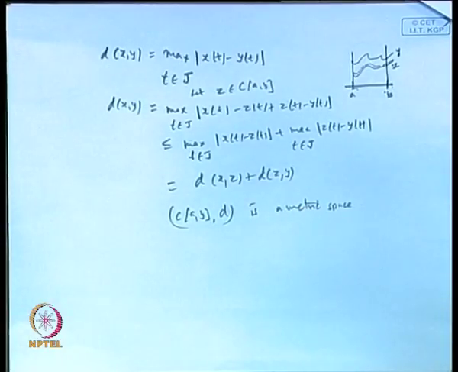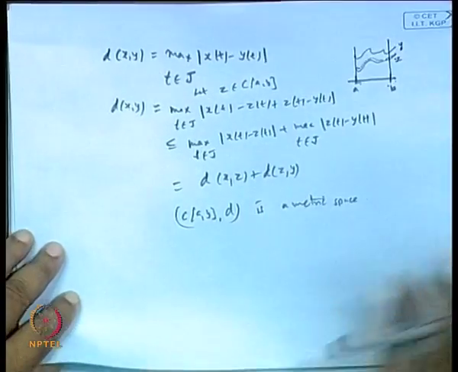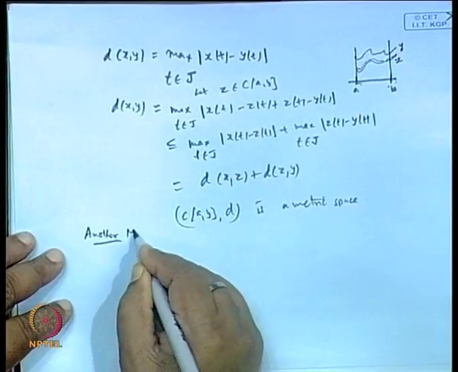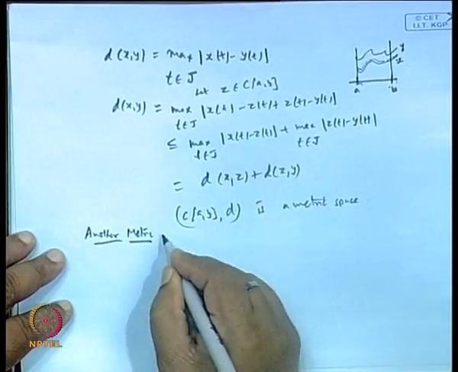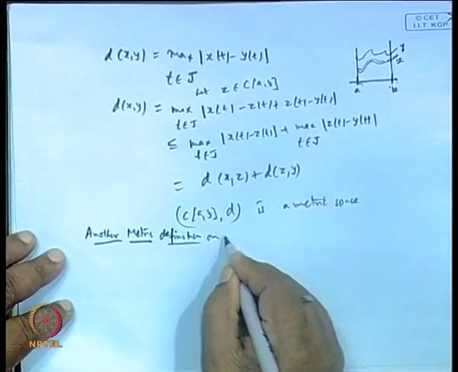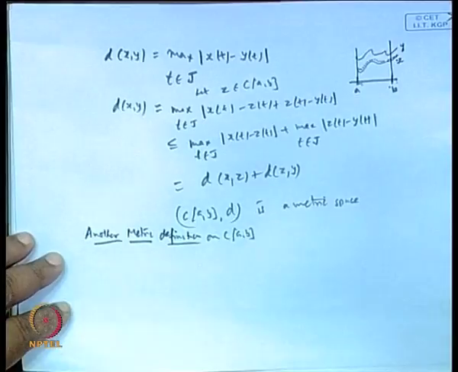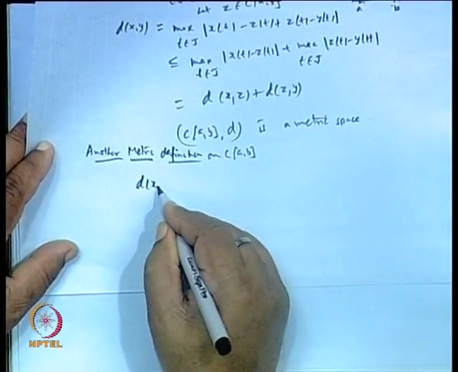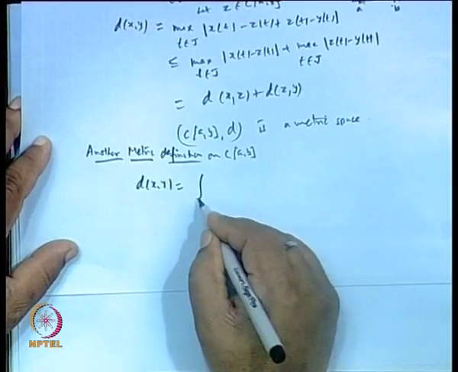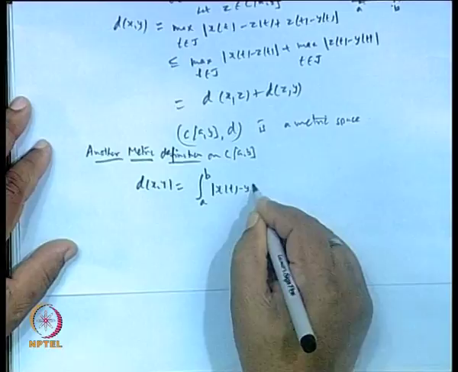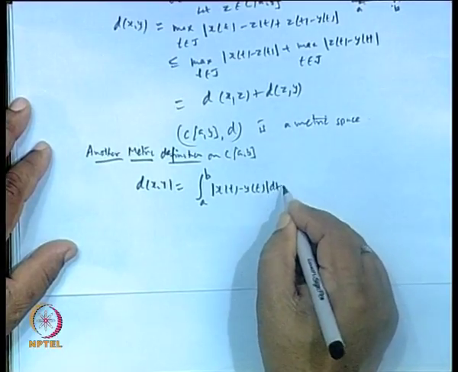Okay. Now, there is another way of defining a metric space on C[a,b]. So, another metric definition on C[a,b]. Suppose we define the function d(x, y) as the integral from a to b of mod of x(t) minus y(t) dt.